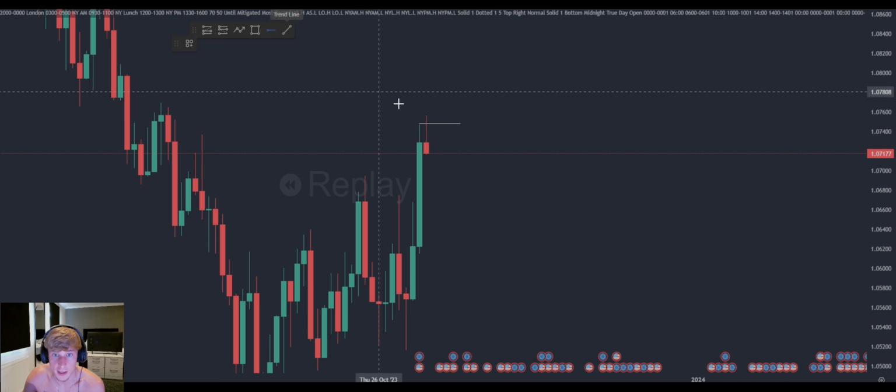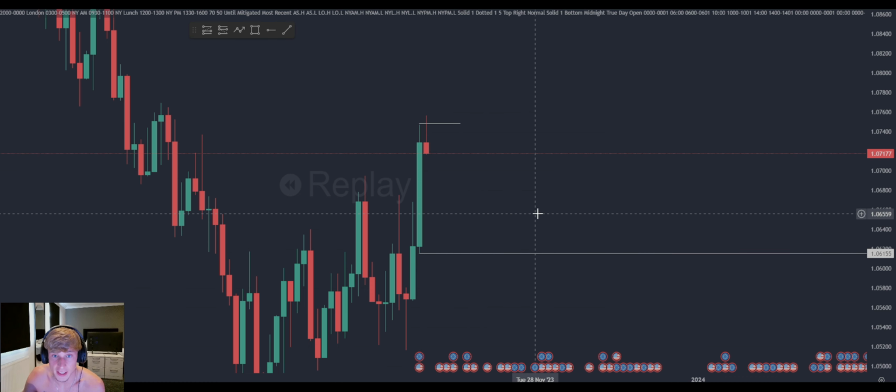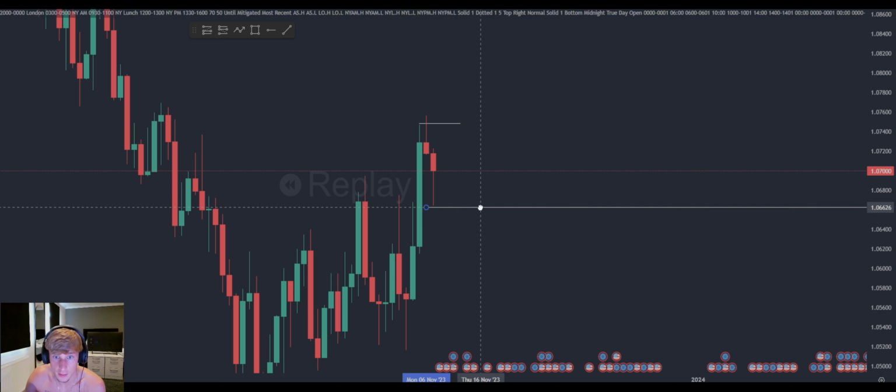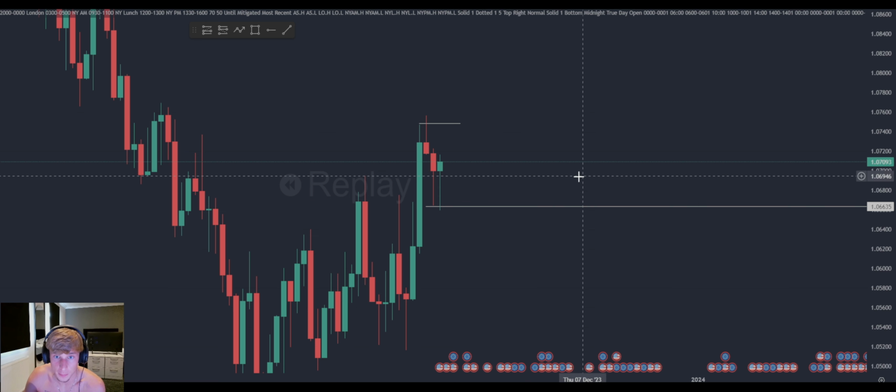Price takes out the high but closes below. But given this candle range is so big, price is most likely going to stay in the range. So let's see the next day. And again, price has come to the fair value gap and it is still in the range. I'd be neutral for the next day.